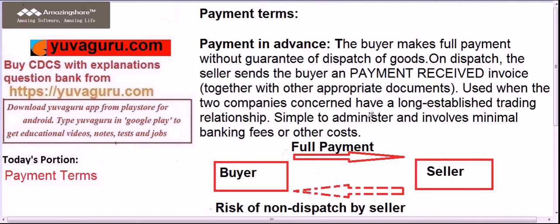This involves the lowest cost because no bank is involved in this, just the fund transfer cost would be involved. So this is only done when long-term established relationships are there and the buyer is at maximum risk over here. Now we'll study other payment terms.